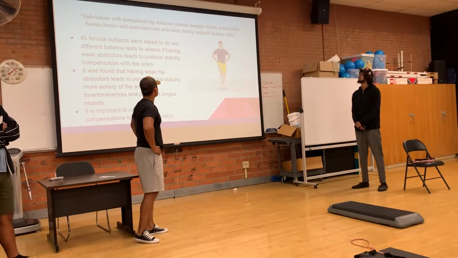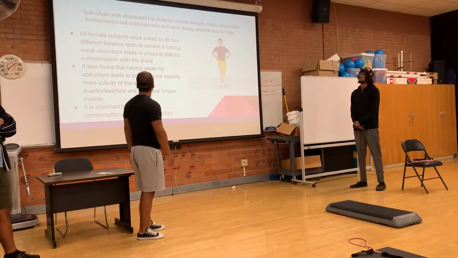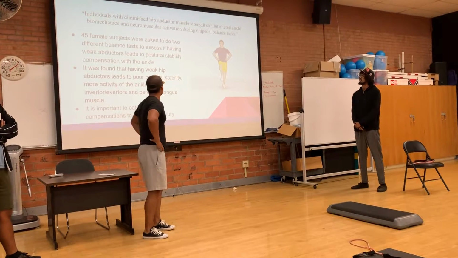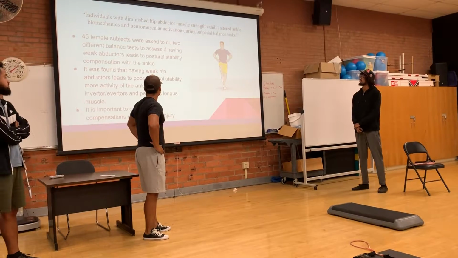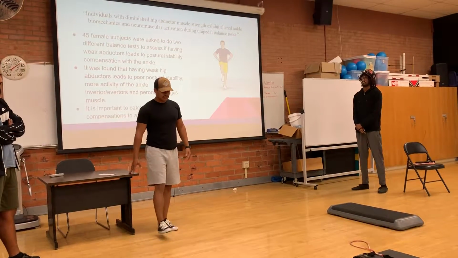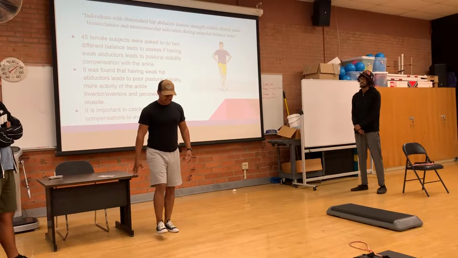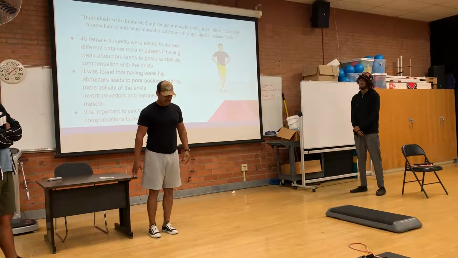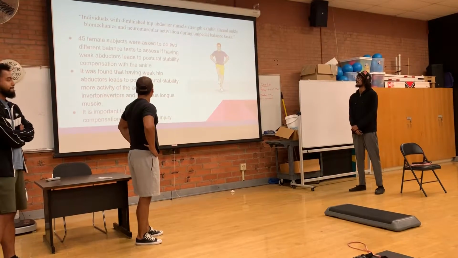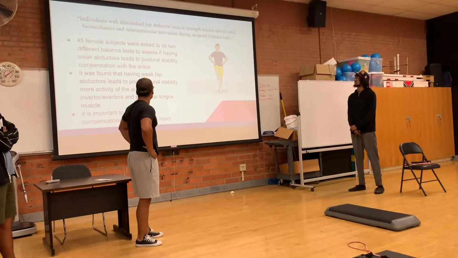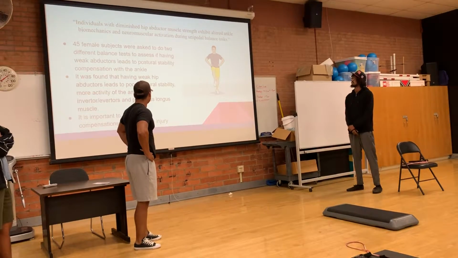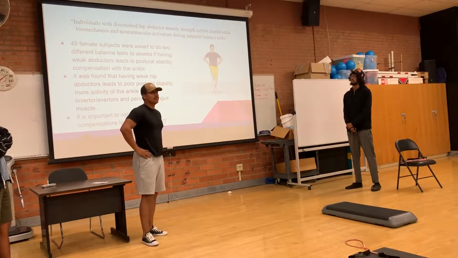In our second article, we had 45 female subjects, all with different levels of hip abductor strength. They were all asked to do different balance tests. One was to stand on one leg, the other was to stand on one leg, step down, touch, and come back. They found that weak hip abductors lead to poor postural stability and more activity of the ankle invertors, evertors, and peroneus muscle. So it's important to catch that to avoid injury.